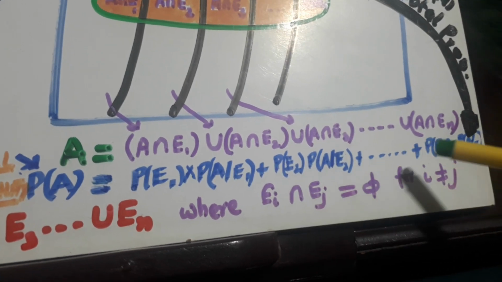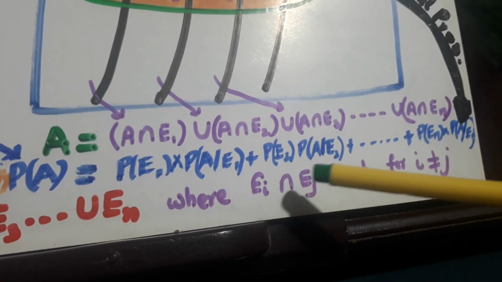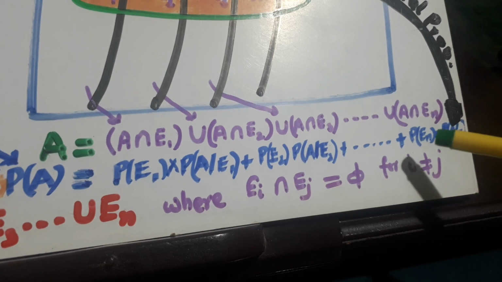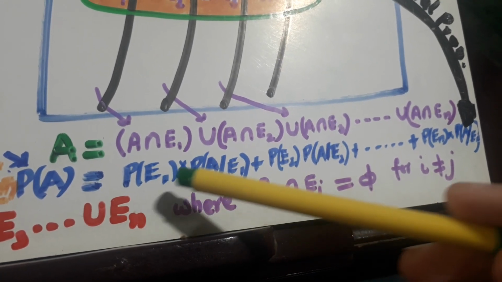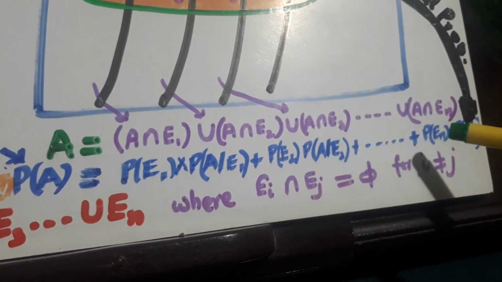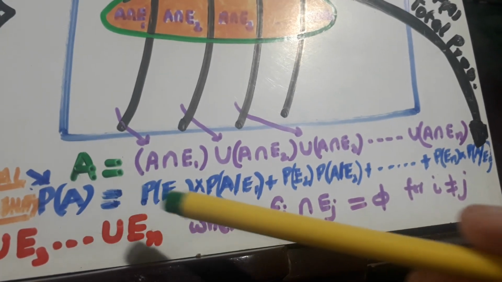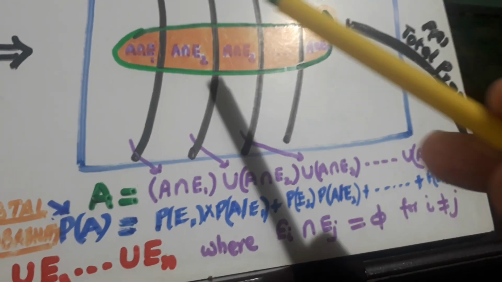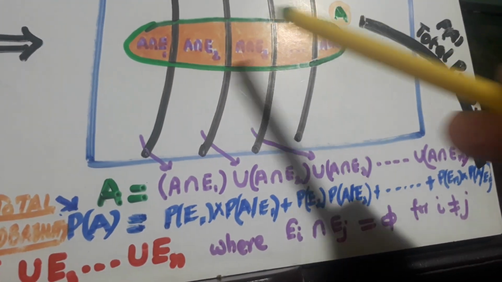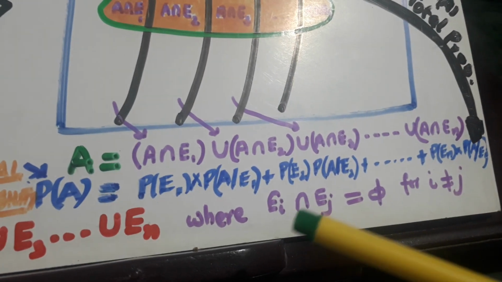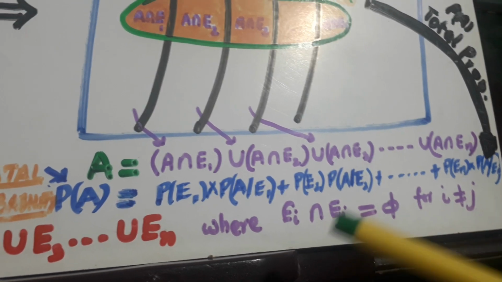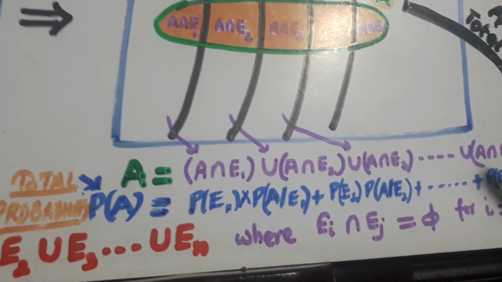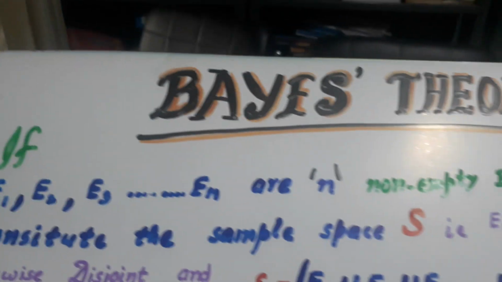So we'll apply this, and you will find that this probability of A, which is the sum of all these, is called the total probability. Ei and Ej, since they are mutually exclusive, their intersection is phi. Now let us switch over to the Bayes theorem.